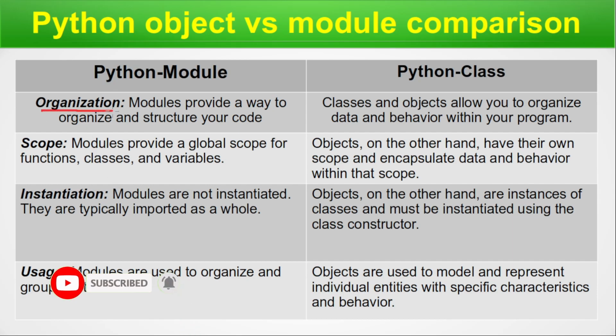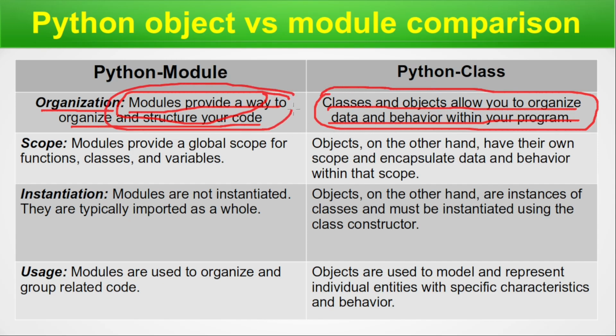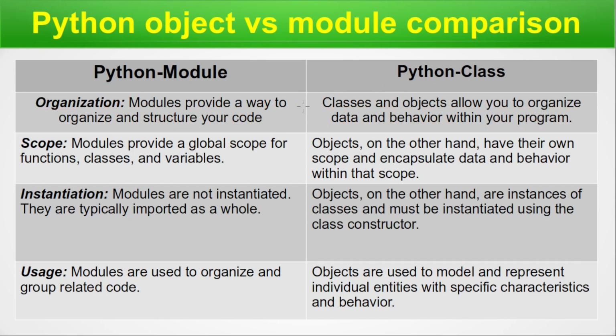Here we now compare for organization. Modules provide a way to organize and structure your code. Classes and objects allow you to organize the data and behavior within your program. It's just about the code, versus the data that the code is dealing with. The class and object is about dealing with complex data and concepts. The module is just for the code: the reuse and structure of the code, the segregation of the code, and the encapsulation of the code. So a module does that, but a Python class has much higher capability.